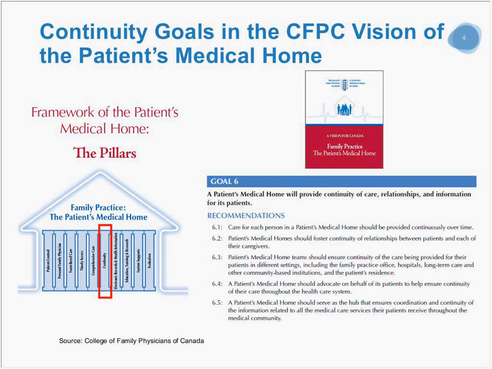6.4, patient's medical home should advocate on behalf of its patients to help ensure continuity of their care throughout the healthcare system. Again, you'll see the benefits of that shortly. 6.5, a patient's medical home should serve as the hub that ensures coordination and continuity of the information related to all the medical care services their patients receive through the medical community. And what we're referring to there is informational continuity, which means that wherever the patient is within the healthcare system, ultimately that information should come back to a central place so that all the information about that patient is in one location. Slide, please.